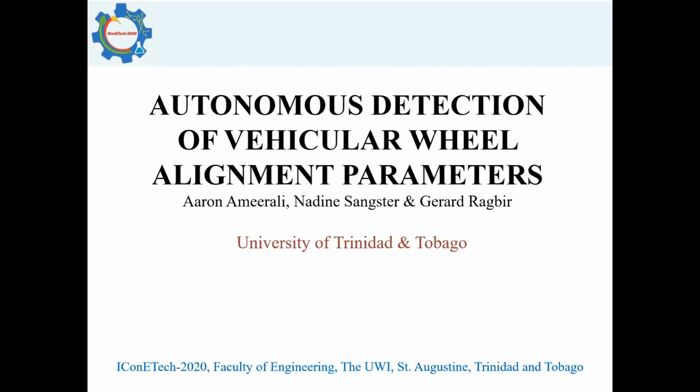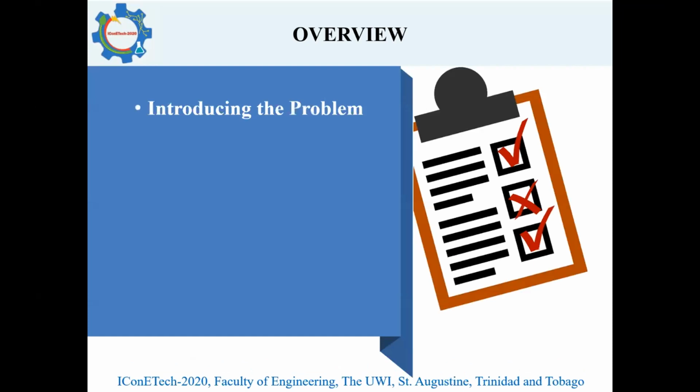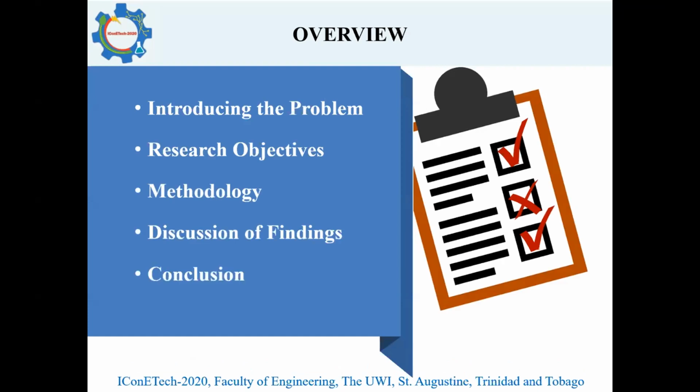My name is Gerard Ragbir, and on behalf of my colleagues from the University of Trinidad and Tobago, Mr. Ameerali and Dr. Nadine Sangster, we wish to present our research on autonomous detection of vehicular wheel alignment parameters. So first, we're going to take a look at the problem, then the goals of the research, how they were achieved, and what we found.